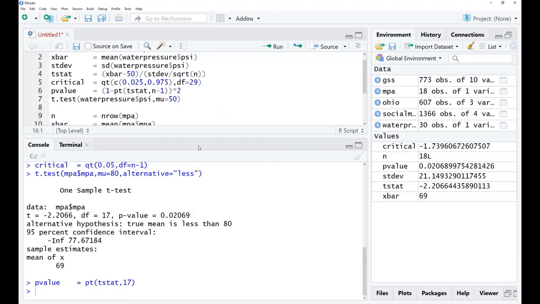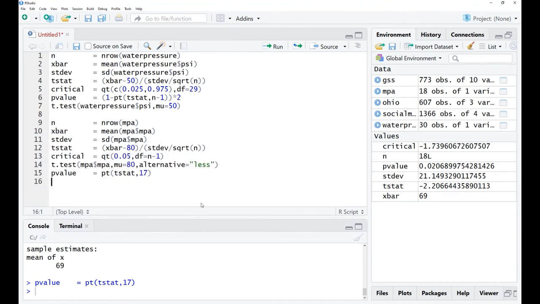So the water pressure and also the MPa example are the methods to calculate a one-sided and a two-sided hypothesis test with R.